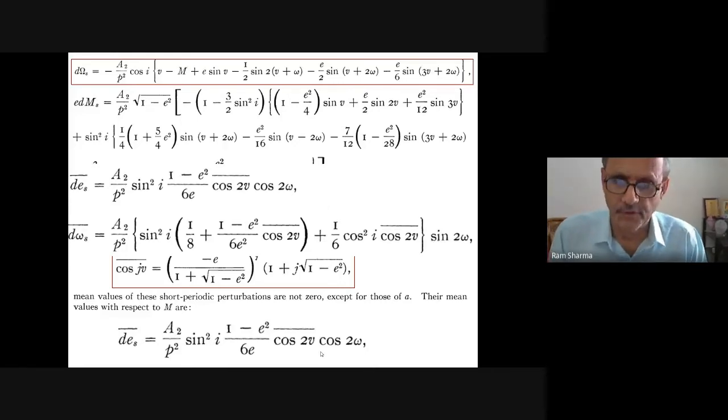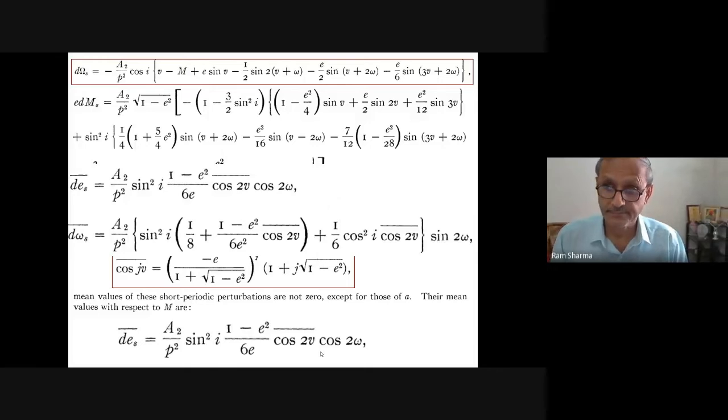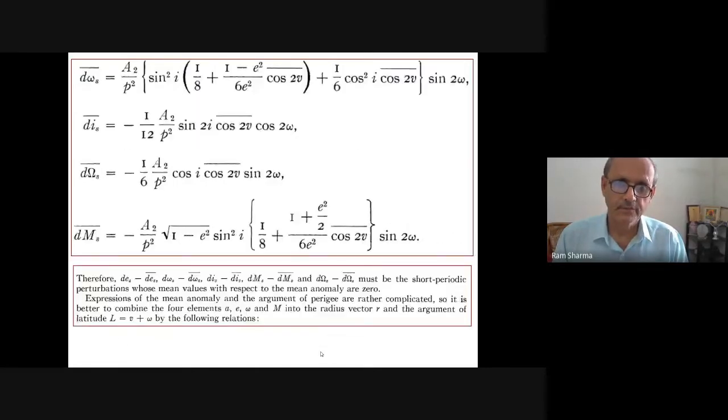Mean values of the short periodic perturbations are non-zero except those for A. So for A, there are no short periodic terms. The mean values are not there. Their mean values are with respect to mean anomaly. So he has calculated all these values with respect to mean anomaly. Therefore, dE minus dE bar, d omega s minus d omega s bar, he called them the short periodic perturbations, whose mean value with respect to mean anomaly is 0.